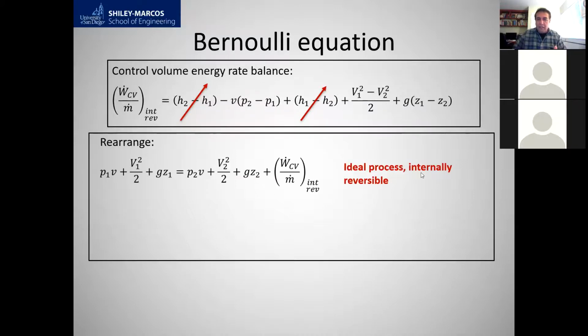Rearrange it. Ideal process is internally reversible, and then we have P1 V1. We put it on the left-hand side, plus V1 squared over 2 plus GZ1, because eventually this is going to lead to a Bernoulli equation, and then we can simplify the Bernoulli equation to its simplest form: the pressure difference between the stagnation and static pressure equals 1/2 rho V squared, which is the dynamic head versus the differential pressure.